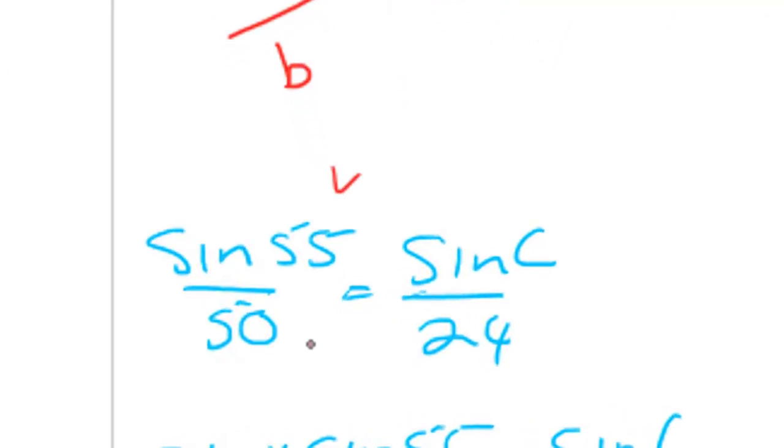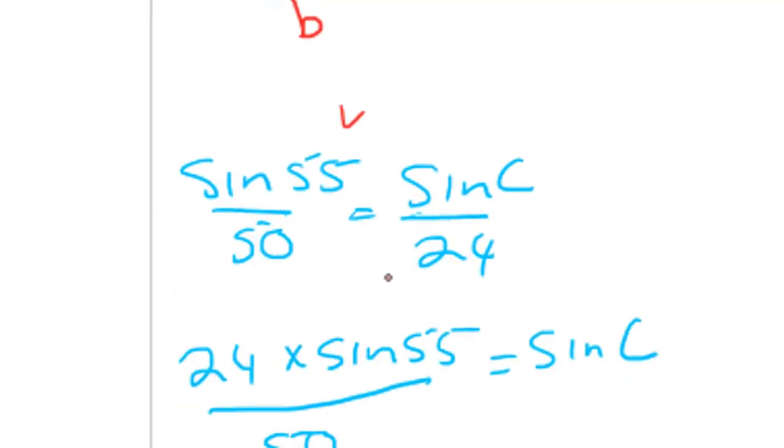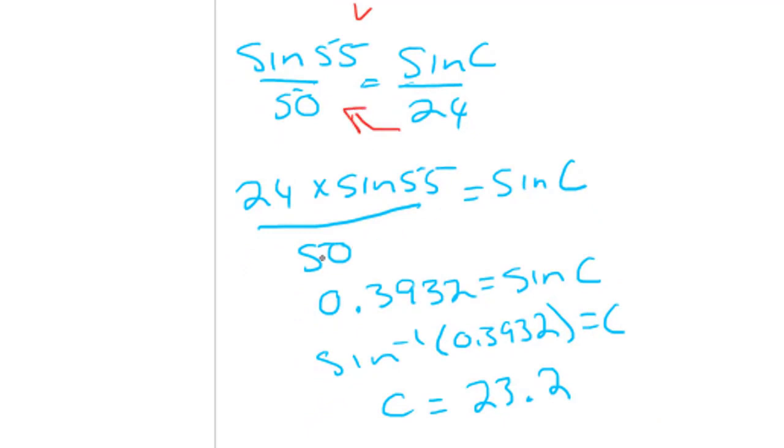Plugging in what I know, I get sine of 55 over 50 equals sine of C over 24. I'm going to move the 24 up to the left-hand side, so I get 24 times sine of 55 over 50 equals sine C. I'm going to calculate what I have on the left-hand side to 4 decimal places. Then I'm going to effectively move sine over to the left-hand side, and it becomes sine inverse. So the sine inverse of 0.3932 is going to equal angle C. And that helps me calculate angle C being 23.2 degrees, which is the same answer I got in my other calculation.